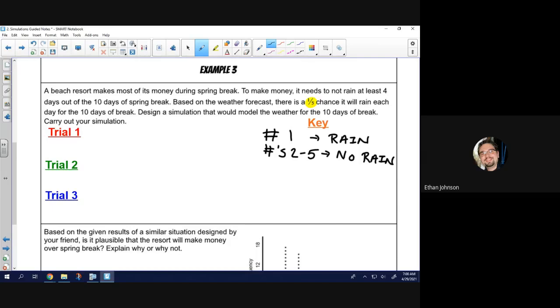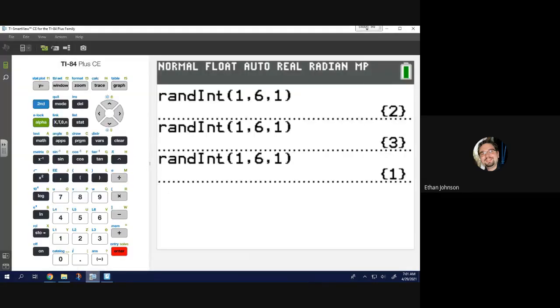Okay. The other things that we need to pick out from the words. First, it says 10 days of spring break. What that tells me is that we have 10 days total in break, so we need 10 numbers per trial. So pull up your calculator. I'm going to hit clear.